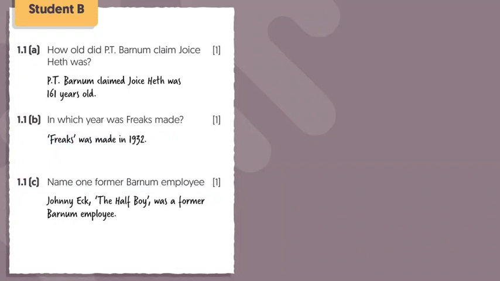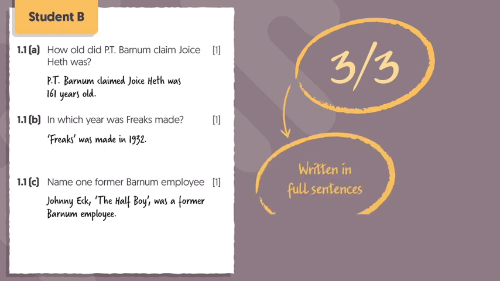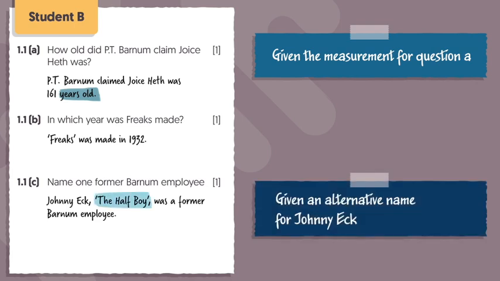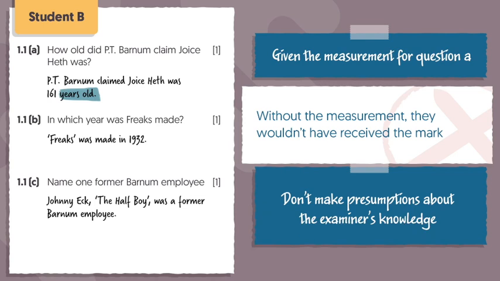Now let's take a look at student B's responses. As you can see, student B has achieved full marks here, 3 out of 3. To help them focus their answers, they've written in full sentences using keywords from the questions. To be precise, they've also given the measurement, years old, for question A, and an alternative name for Johnny Eck, the half-boy, for question C. Without the measurement in answer B, they wouldn't have received the mark. Student B doesn't make presumptions about the examiner's knowledge. They want to make sure the examiner knows they have a secure understanding of the questions and answers.